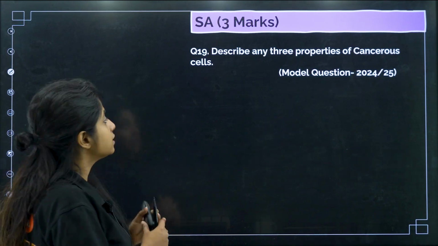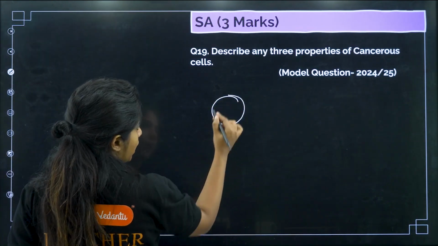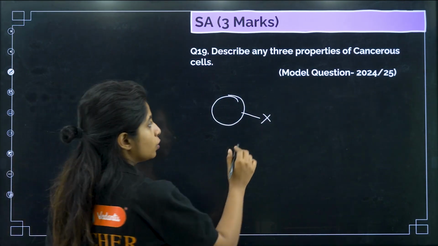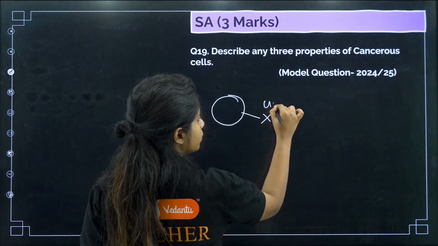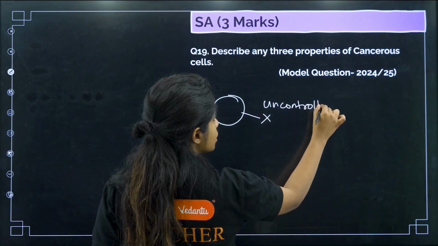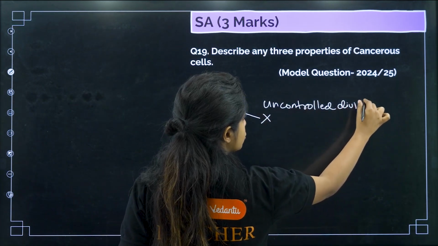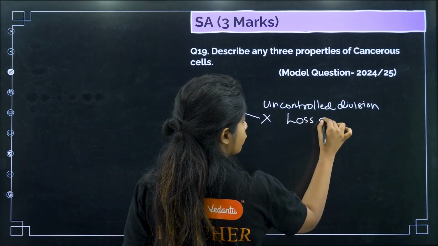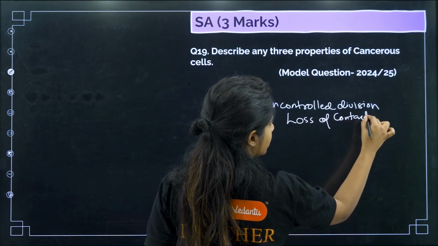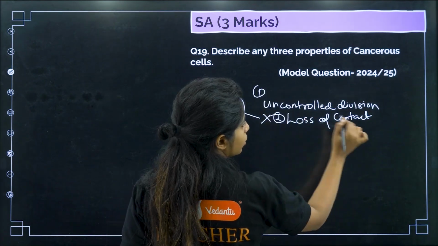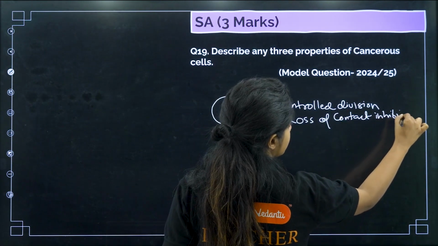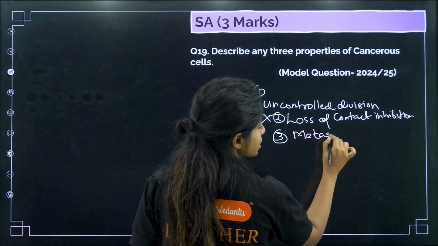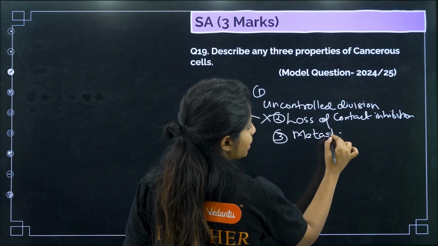Usually what happens, when cells divide, they have a span. After a few sets of division, they will stop dividing. So we say that is controlled division. Over here you will be finding something that is known as uncontrolled division. Since there is a loss of contact inhibition, I can make it into 2 points, 1 and 2. Loss of contact inhibition, and the next point is that cancerous cells show something that is known as metastasis.